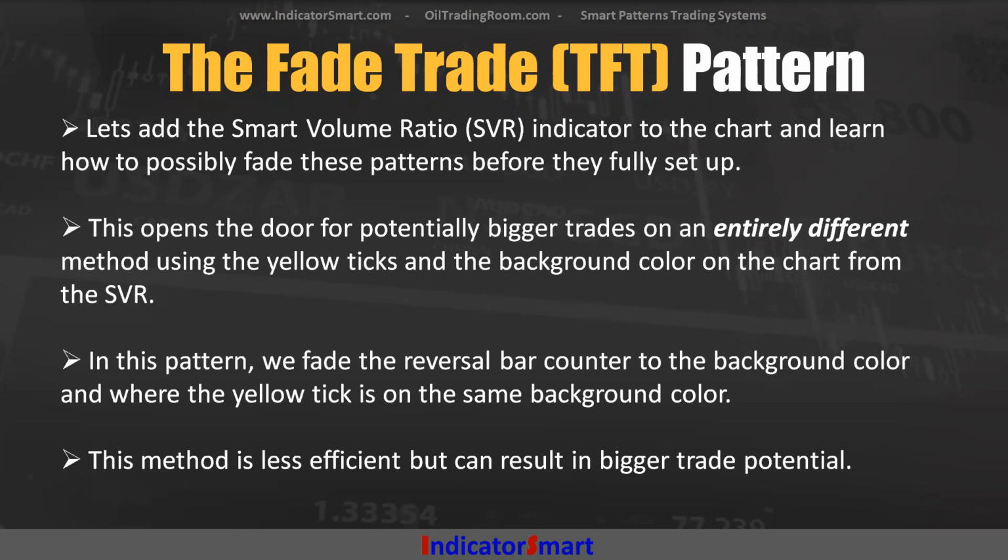If you missed some of the yellow ticks earlier, there will be a recording for this too, and you can go back, pause the recording, and look at those screenshots if you want to. What we're looking for is a yellow tick that happens on the same background color, and then you get a reversal bar going against it. It's a form of a trader trap when you do that. Now, this particular method is a little bit less efficient, but it can result in a bigger trade potential. And I'll show you what I mean by that.